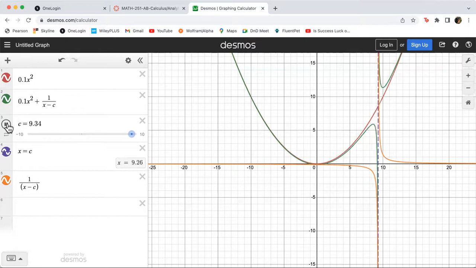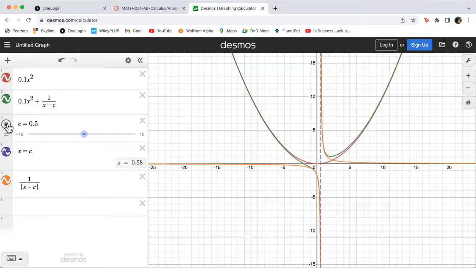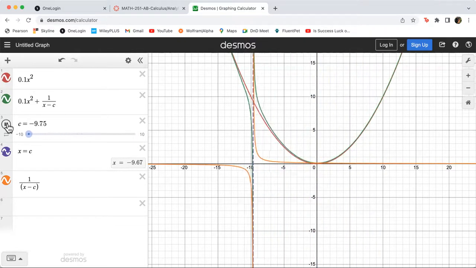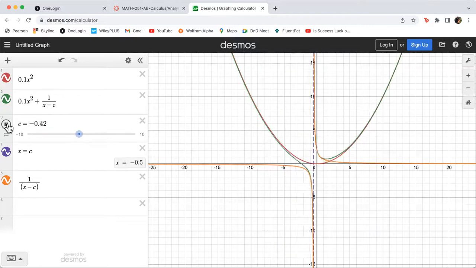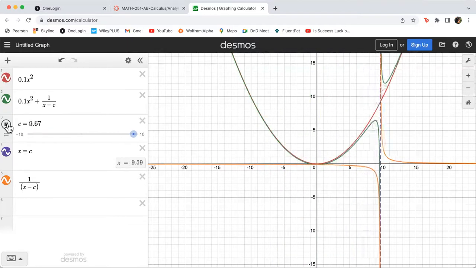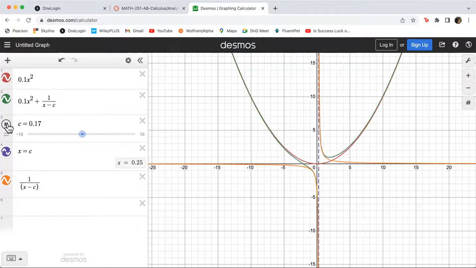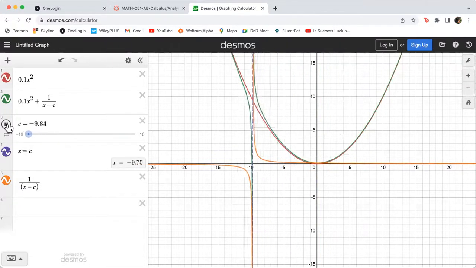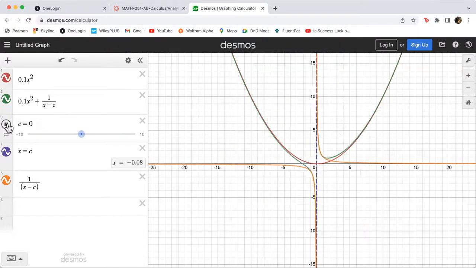I can put c in motion again. Notice that the graph is following the graph of 1 over x minus c. So from the left side, it's going down towards negative infinity, and then from the right side, it's going up towards positive infinity.